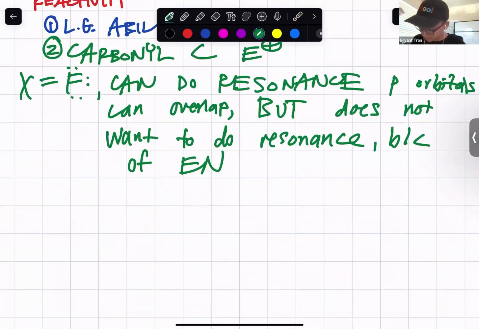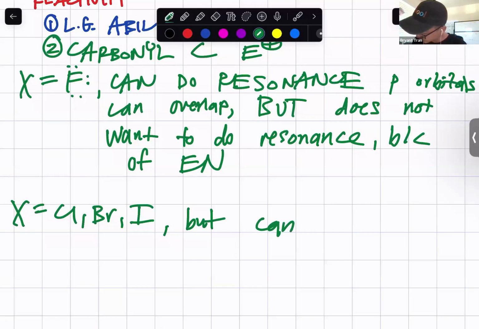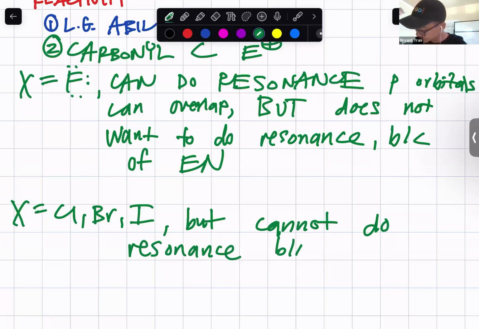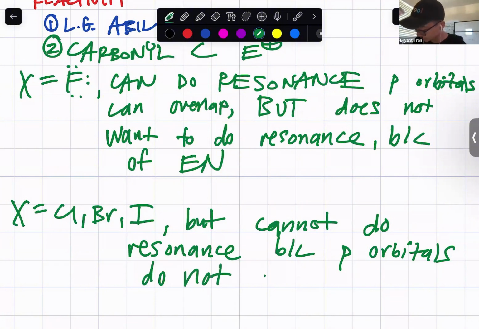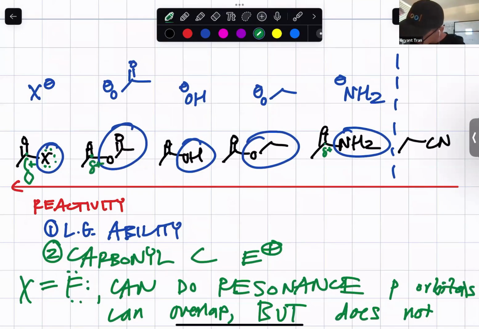Right? Now, if X is chlorine, bromine, or iodine, they're not as electronegative as fluorine, so they're more willing to give up electrons, but cannot do resonance because of the atom size, because the p orbitals do not overlap. They're bigger atoms, like chlorine, bromine, iodine, they're bigger than carbon is, so the p orbitals do not overlap well, so resonance does not happen well with them. Okay. The positive charges on these ones with the oxygens here are going to be relatively similar.